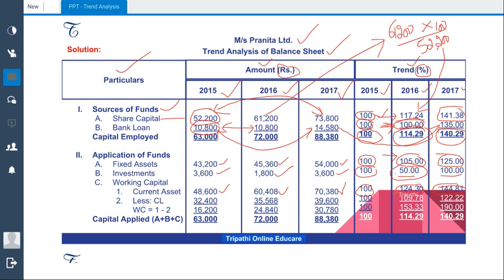Now what indicates this? It could be anything. Maybe your stock is increasing year by year, or your cash or bank balance is increasing year by year.